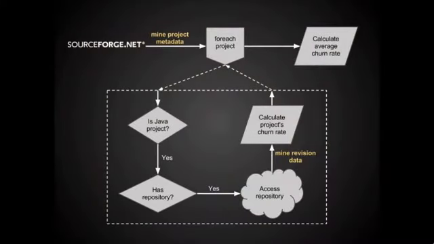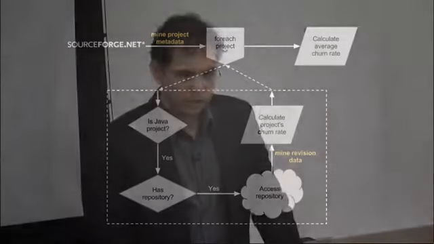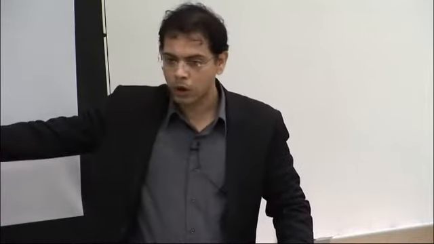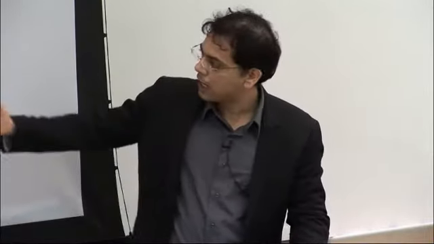Okay. So today, if we wanted to go and do this task, we'll first go to sourceforge.net, and we'll say, okay, let me mine the project metadata. This is essentially a JSON file. And then for each project that you find, you're going to run this loop. What this loop does is it essentially says, is this project a Java project? If that is the case, then does it have a repository? If so, then write some code that accesses a repository to mine revisions, and then using the revisions calculate churn rate, and keep doing this until you're done to finally give you the average churn rate of the project.